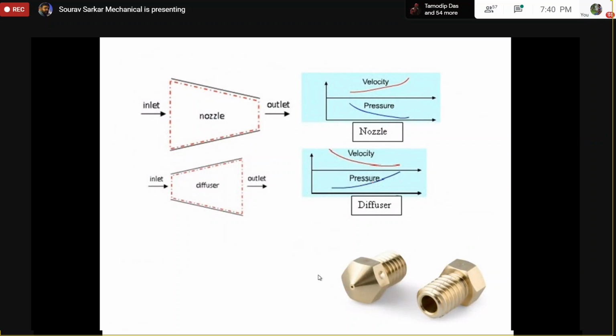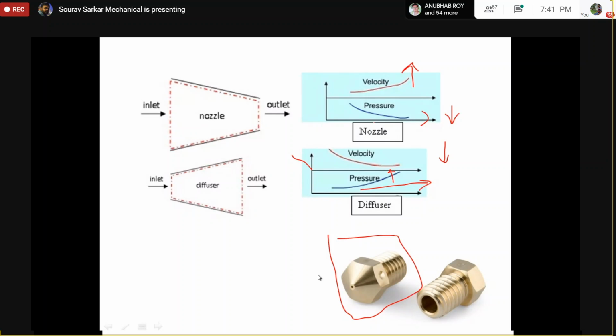So this is the nozzle. What it does, as you are moving along the length of the nozzle, your velocity increases. Where have you seen a nozzle? Maybe somewhere in your shower. It is entering at low velocity, but finally it is impinging like a jet.